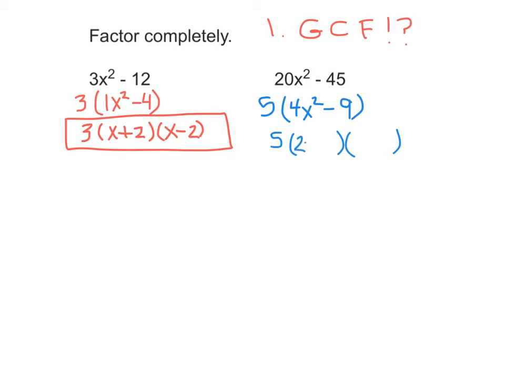4x squared is 2x times 2x, and 9 is 3 times 3, and we're going to put a plus and a minus in our parentheses.